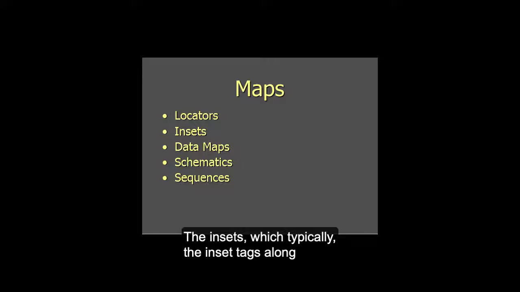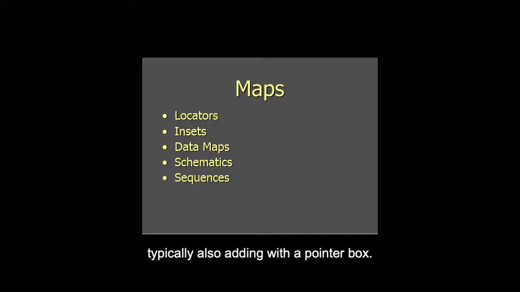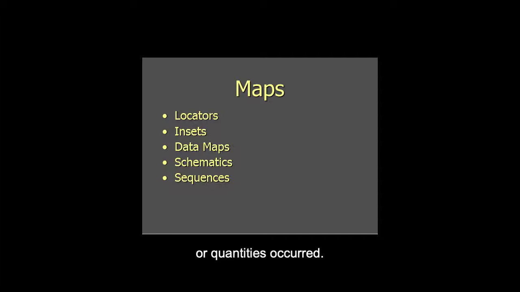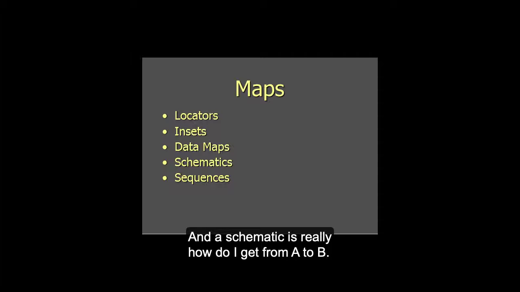The insets, which typically tag along with the locator, identify a point or a region iconically, typically also adding a pointer box. The data maps report where different statistical facts or quantities occurred, and a schematic is really how do I get from A to B. Schematics really don't care at all about scale.